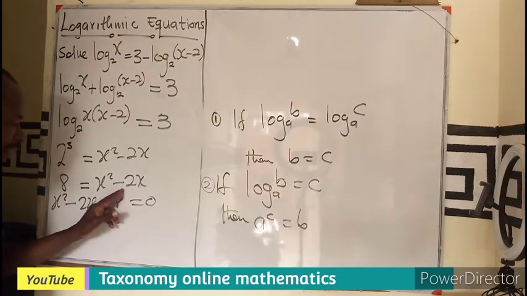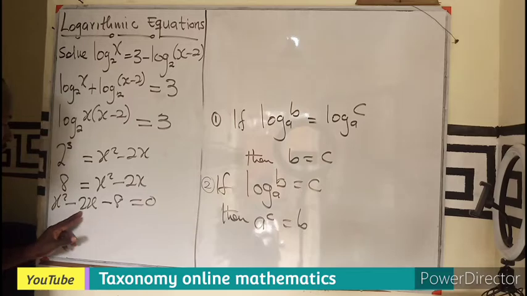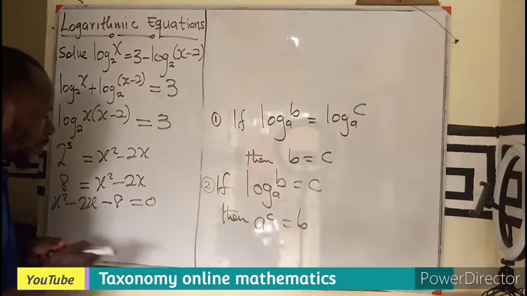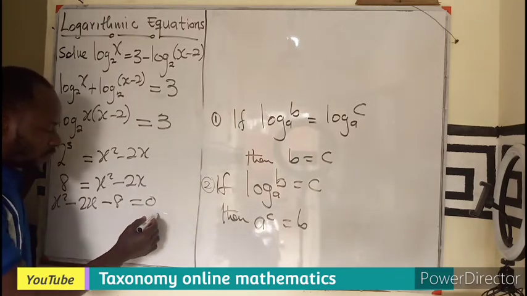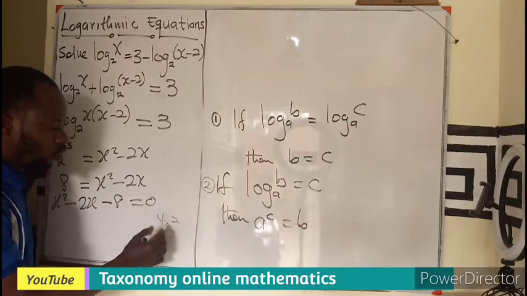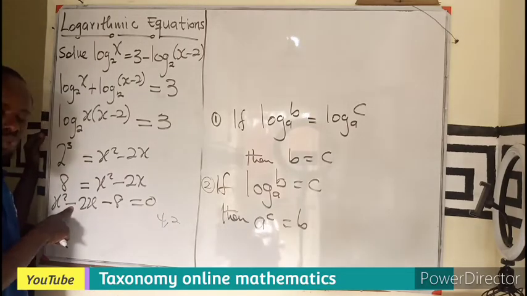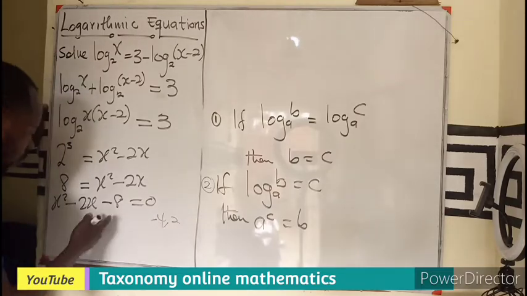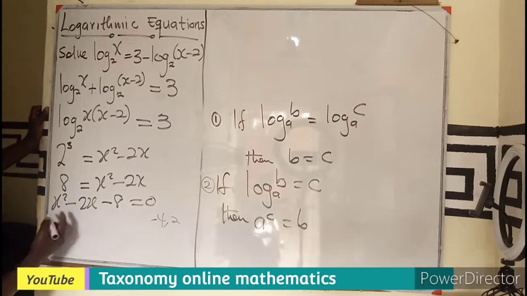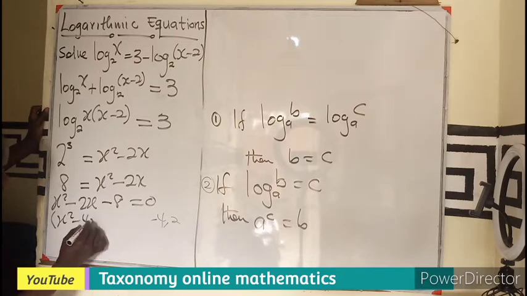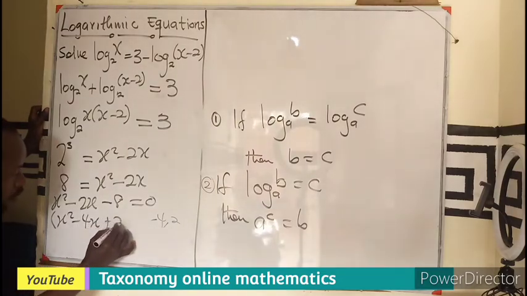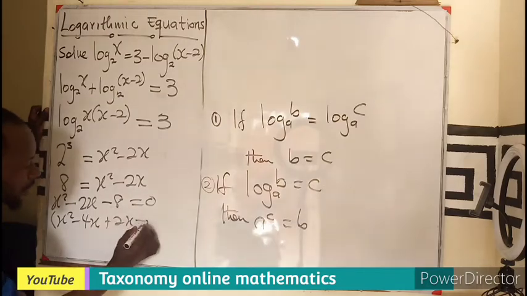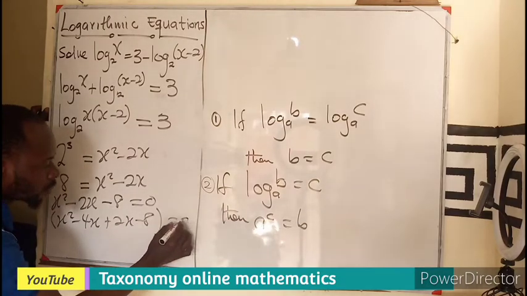factors of negative 8. When you add, you get minus 2. So we know that to be 4 and what? 2. Since I need a negative 2, the bigger factor must be what? Negative. So in this case, I have my x squared minus 4x, then plus 2x minus 8 equals what? 0.